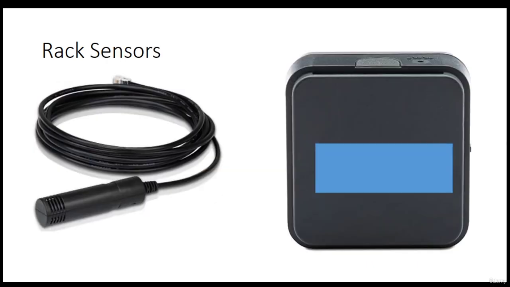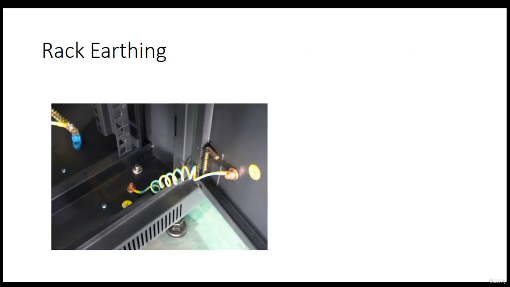The rack may have a temperature and humidity sensor in the front or rear door of it. It may be connected to BMS or DCIM wirelessly or by cable. This is a wireless sensor. This is a sensor with a cable. The body of the rack must be connected to earth through the SRG, or signal reference grid.